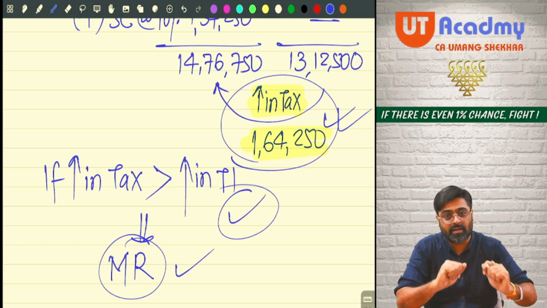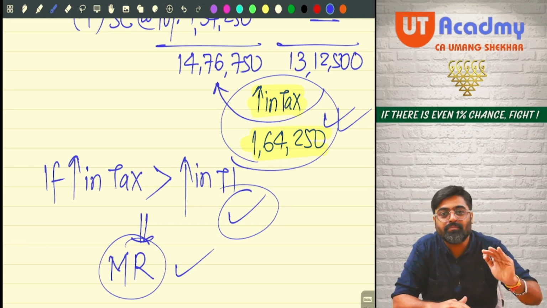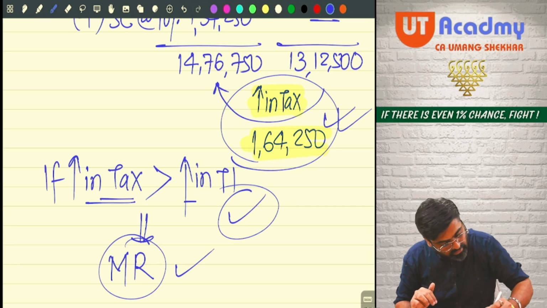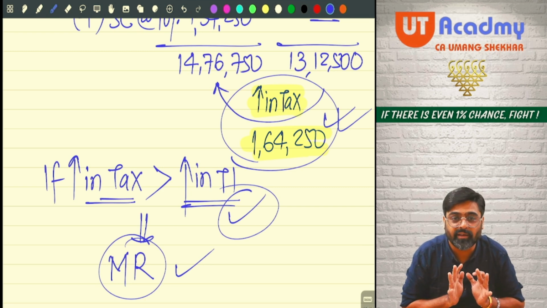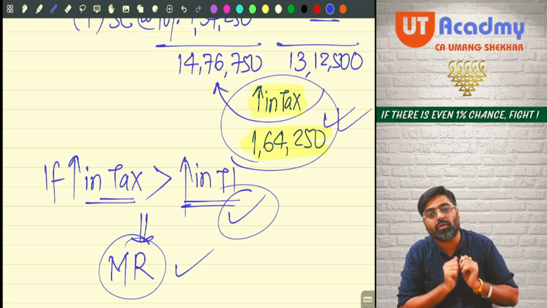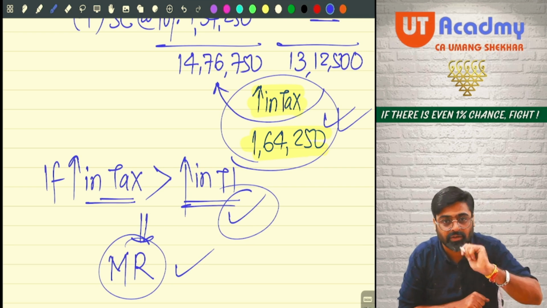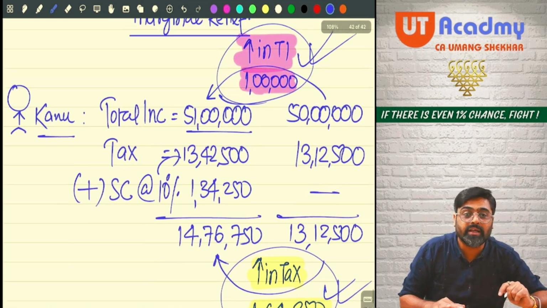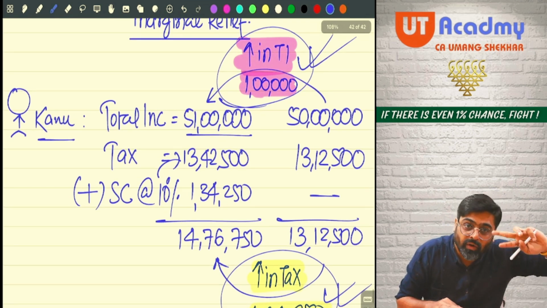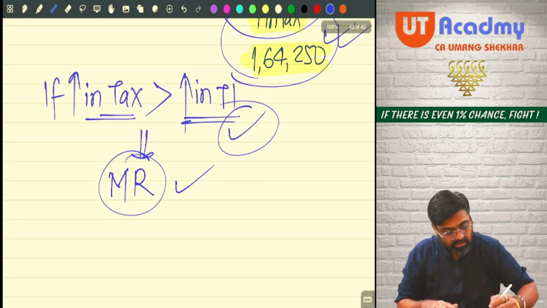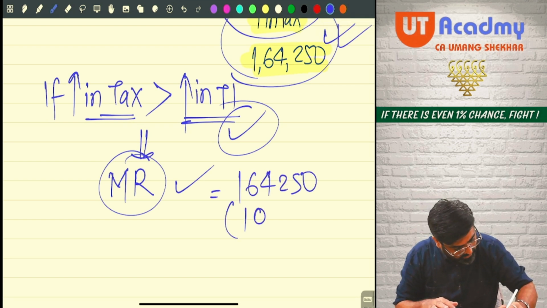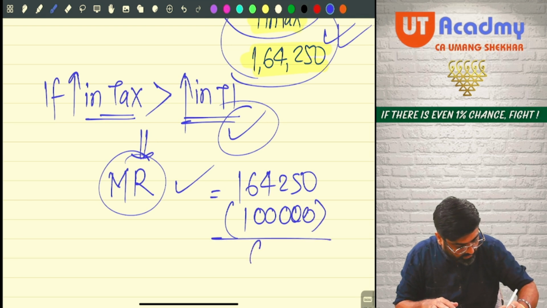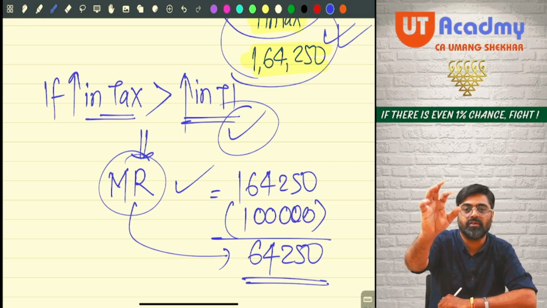Now, how much marginal relief will she get? Simple. Difference between increase in tax and increase in total income. So, how much was the increase in tax? 1,64,250. And how much was the increase in total income? 1 lakh. So, what is the difference between these two amounts? 1,64,250 minus 1 lakh, that is 64,250. My dear friends, this is the marginal relief which she is eligible to get now.